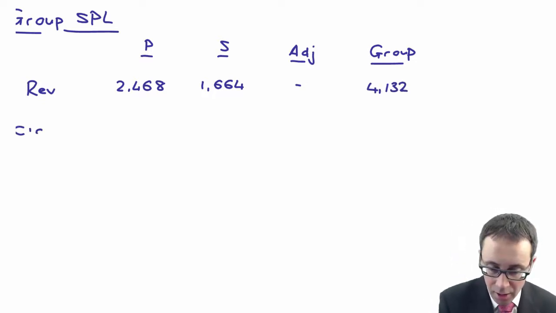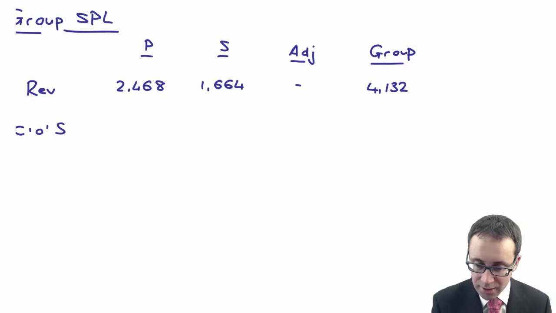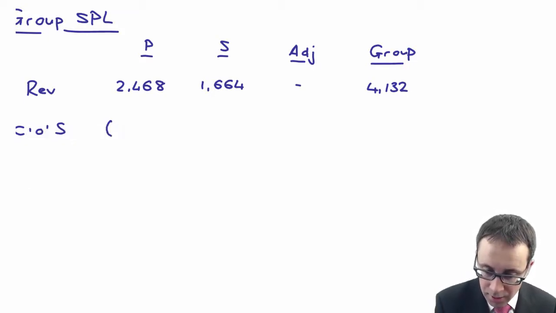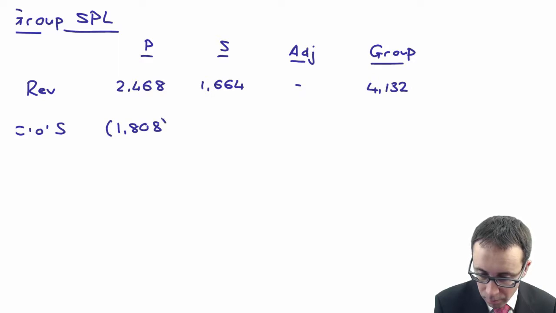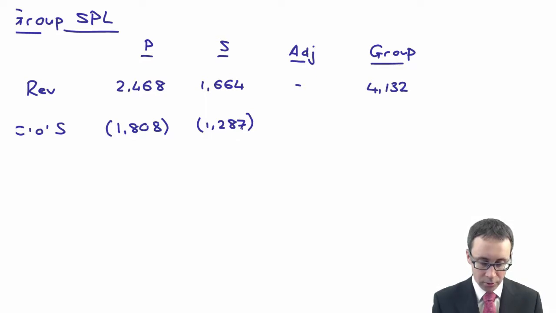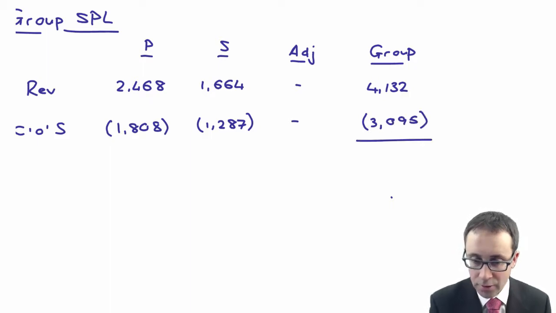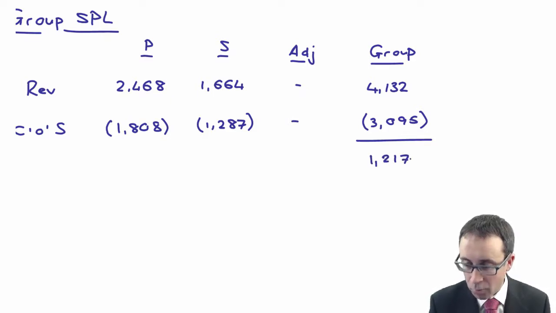Okay. Cost of sales, where you'd normally expect there to be quite a few adjustments to do with PUP adjustments and maybe depreciation on fair value. 1808, 1287. So 1808 plus 1287 is that the 3095. Again, there's no adjustments in terms of your intracompany sales, so nice and straightforward. Does that give me 1217?